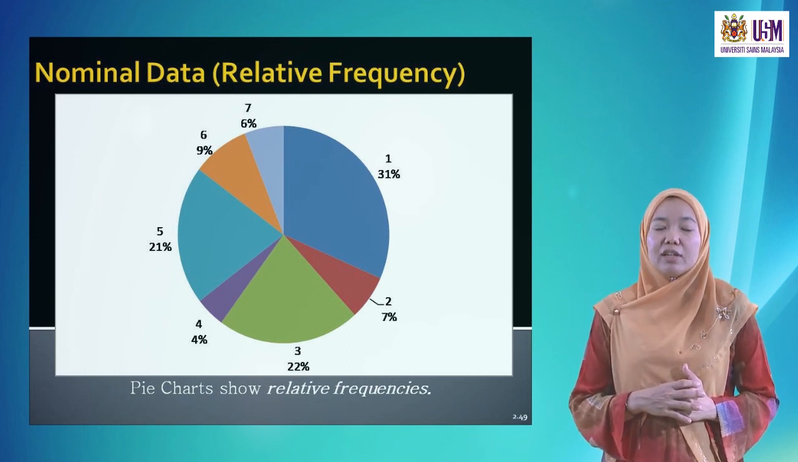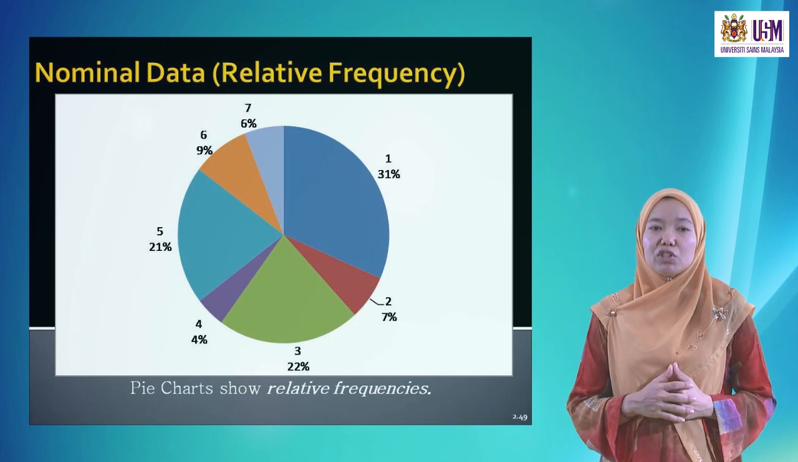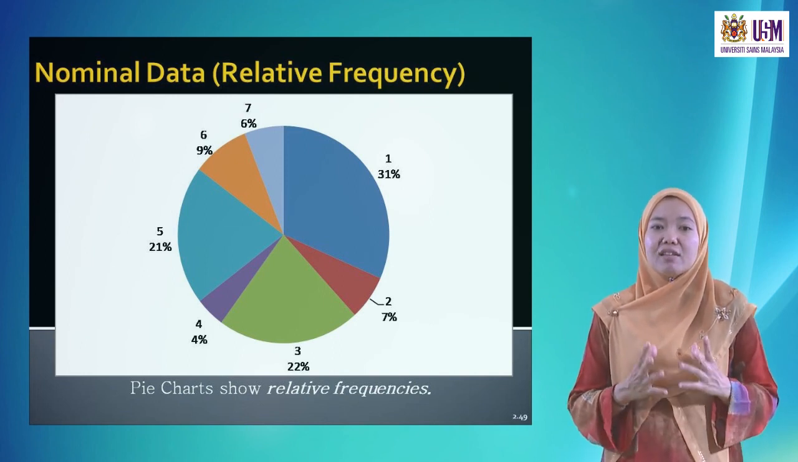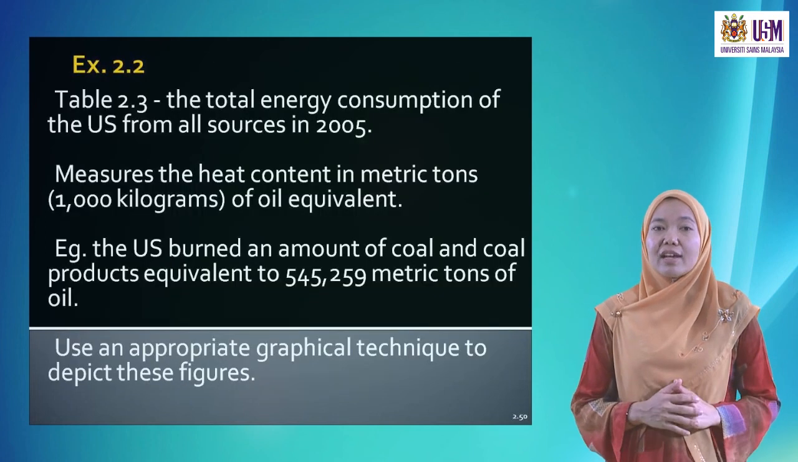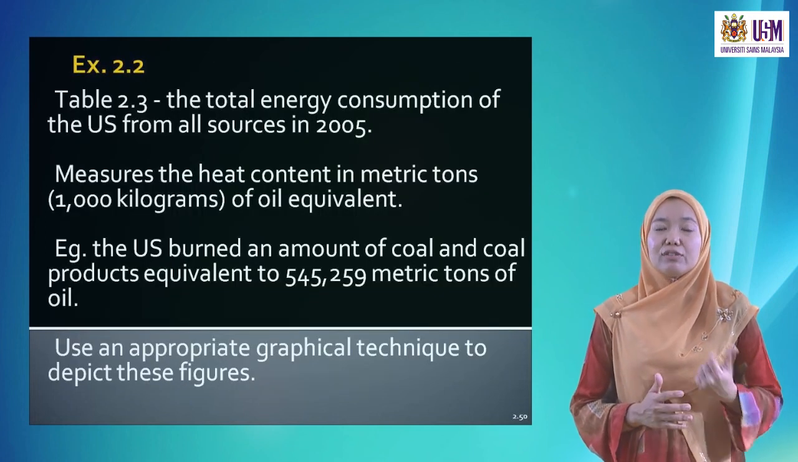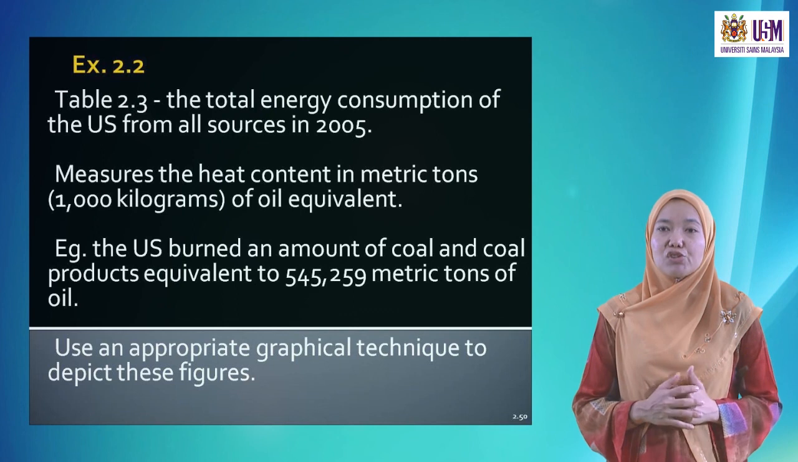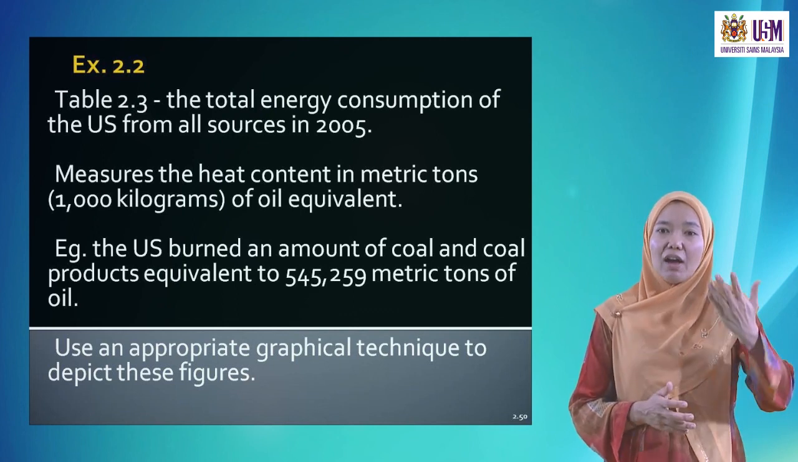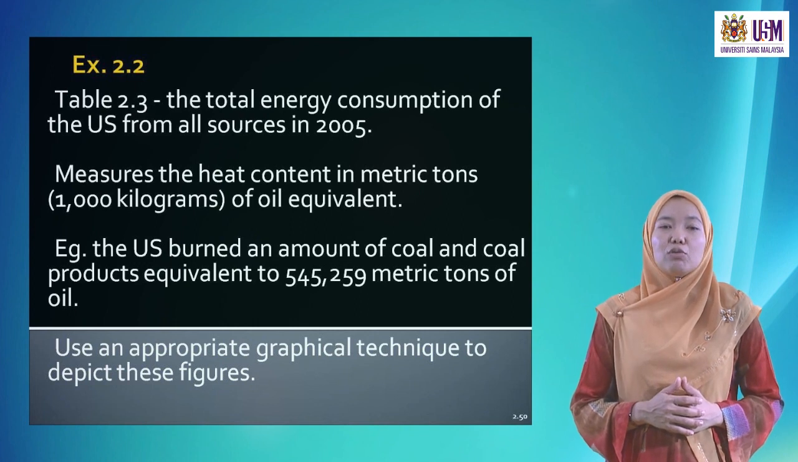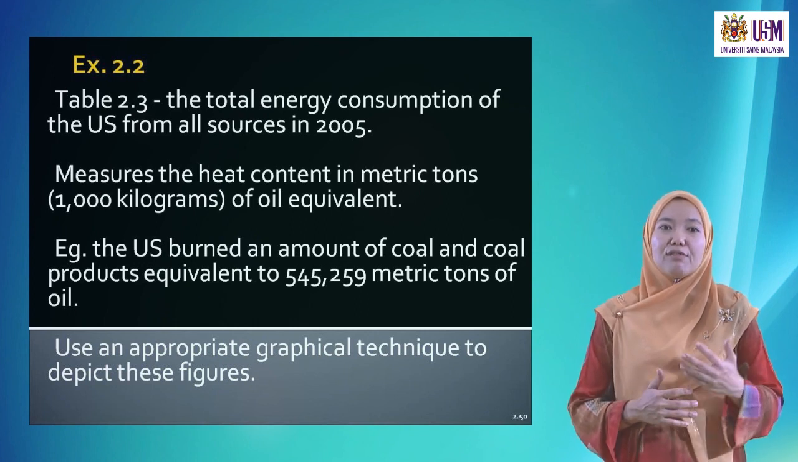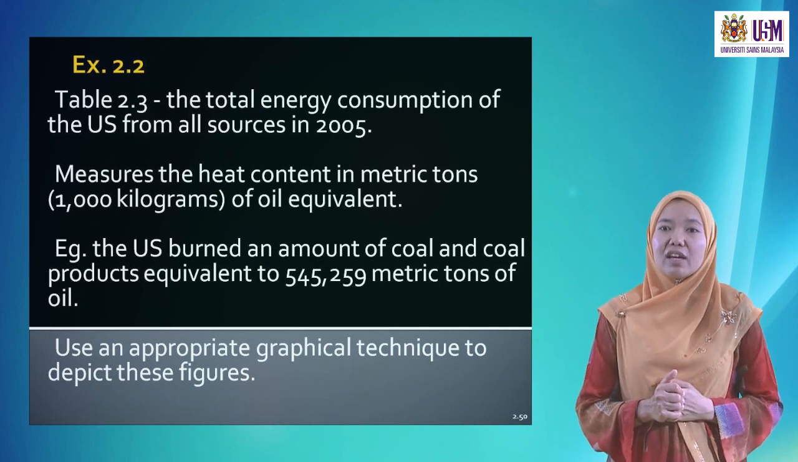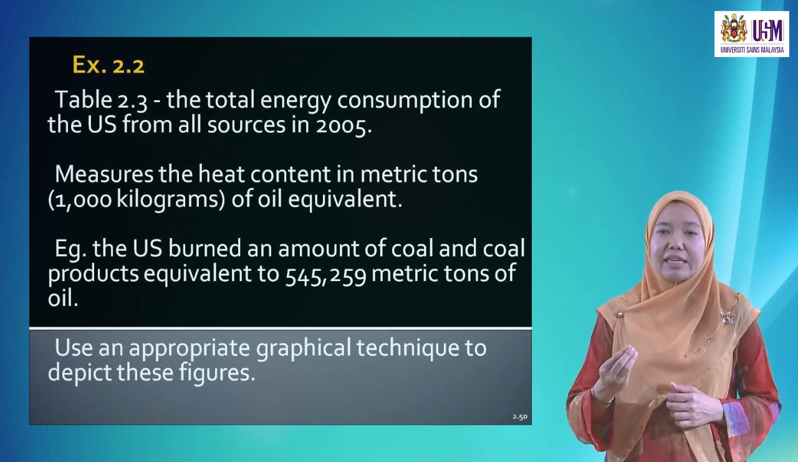So if you are a statistical practitioner, you need to have an appropriate graphical technique to depict this figure. We are still discussing nominal data. This is from example in table 2.3. We are discussing energy consumption in the United States. So you have a nice table here, which gives you the information about the different types of energy sources in the United States in terms of their heat content in terms of oil equivalent.